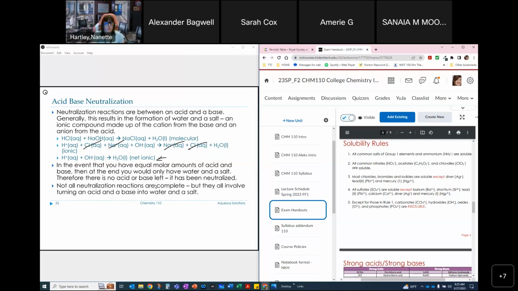Now, if I have equal molar amounts of acid and base, so I have the same number of moles of H plus as I have OH minus, then at the end, I would have water and salt. There's nothing else left. There's no acid or base left. It's called neutralization. So we've gotten rid of those acidic properties. We've gotten rid of those basic properties, and it's now neutral. Okay. Not all neutralization reactions are complete, but they all involve turning an acid and a base into water and salt. Even if they aren't complete, I have made some water and some salt in that process.